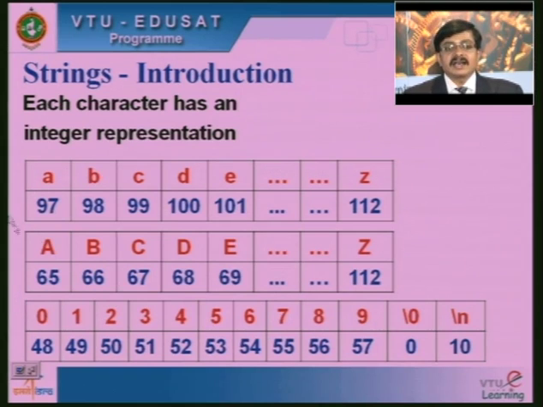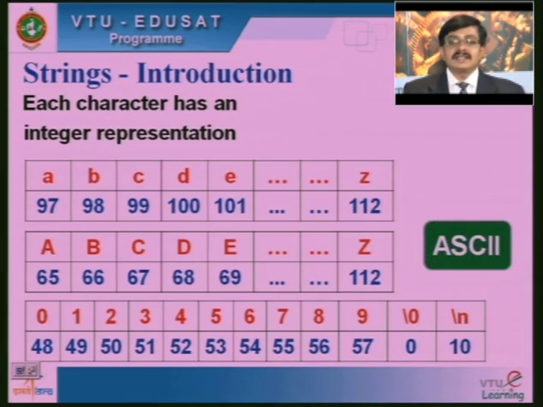For each character there will be an integer associated with it, and here \0 is what we call the null character. The integer value of the null character is 0. And the new line character \n has an integer value of 10. These values we call ASCII values, that is, the American Standard Code for Information Interchange.